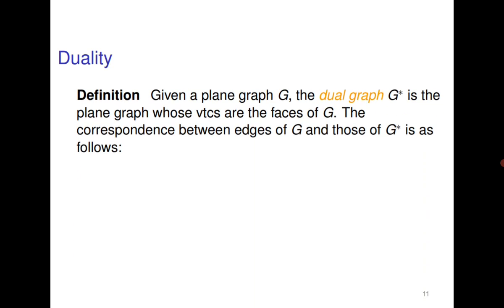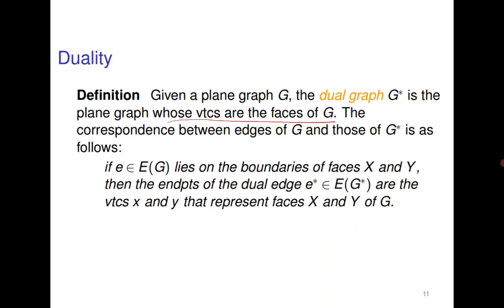The next simple concept is duality. It says that given a plane graph G, if I have to construct the dual graph G star, it is again a plane graph where you represent each face by a vertex, and the correspondence between the edges is as follows. If an edge lies on the boundary of a face, let us consider a very simple graph. If I have to find its dual graph, I represent all the faces by a vertex.